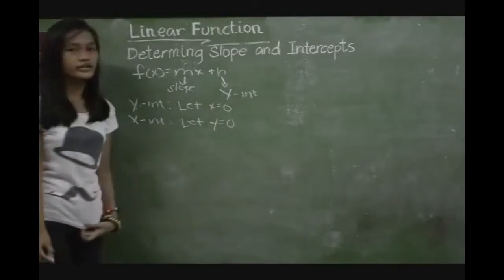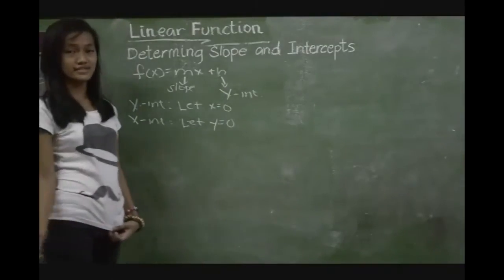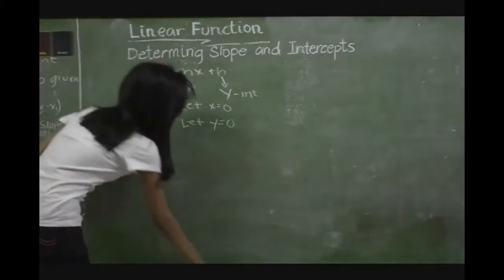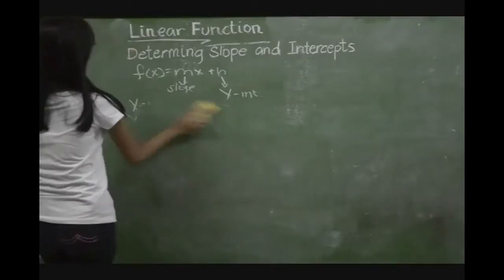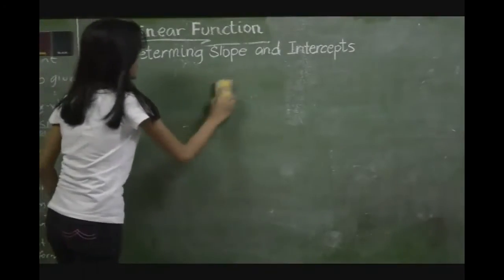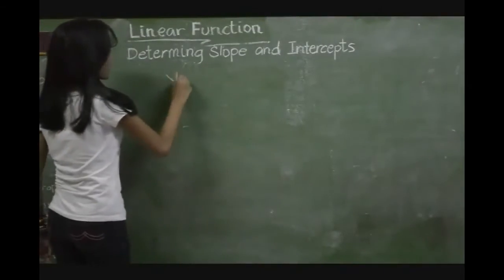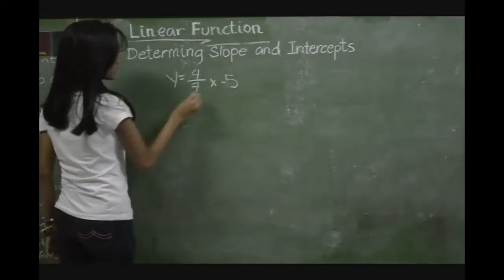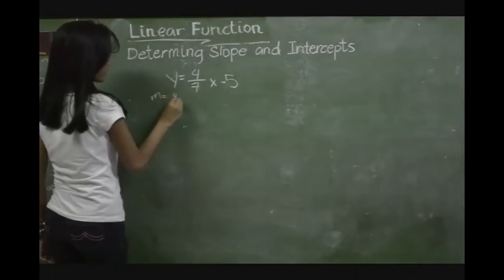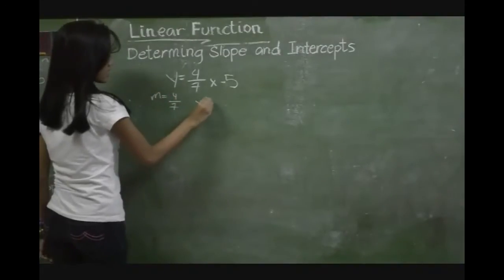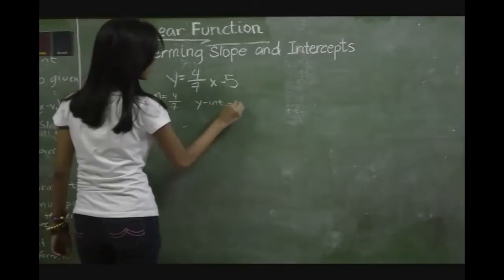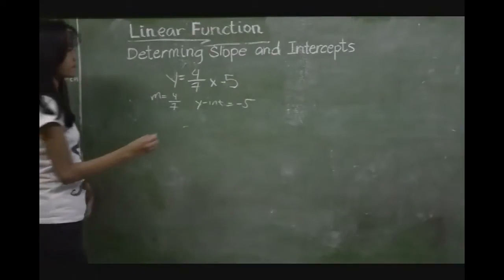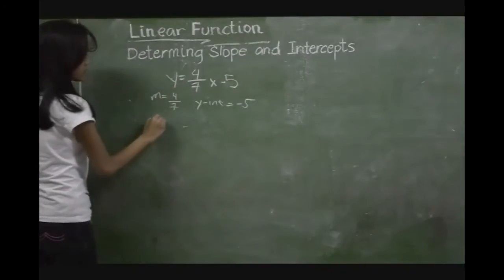Let us always remember that if the slope is positive, the graph is increasing. And if the slope is negative, the graph is decreasing. Let me give you an example. Y is equal to 4/7x minus 5. The slope of this function is 4/7 and the y-intercept is negative 5. To find the x-intercept, let y is equal to 0.